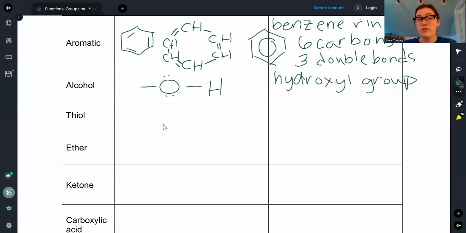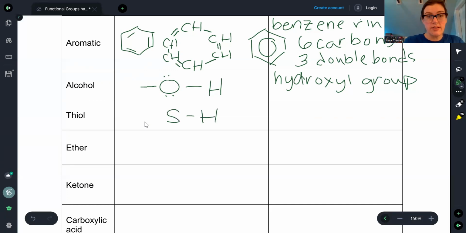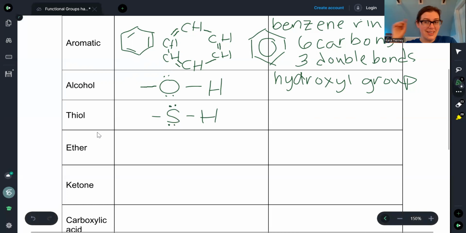Thiols are very similar to alcohol groups, but we substitute a sulfur for the oxygen because sulfurs are also in group 6A. So I have a sulfur bonded to a hydrogen. Because it has to bond twice, it's going to be bonded to something else, typically a carbon. And then it has 2 lone pairs. There isn't a special name for that. Thiols, we're not going to see a ton, but they do play a pretty important role in things like our hair. So we're going to be learning about that.